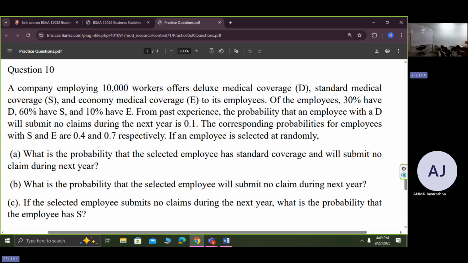Then you can take a break. After the break, we will discuss Bayes' theorem. This is the last part in the probability lecture.